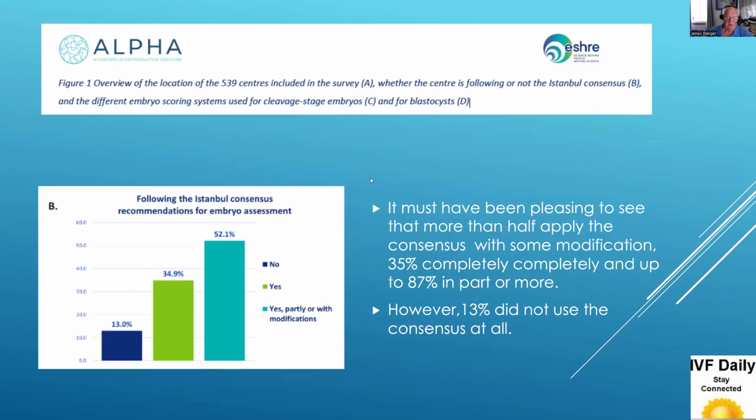So the first lot of data, they must have been sort of mixed reviews when they realised that only about 35% of clinics implemented the consensus entirely without any changes, but more than half the clinics responded they have taken the consensus and modified it in some way, and 13% of clinics didn't use the consensus at all.